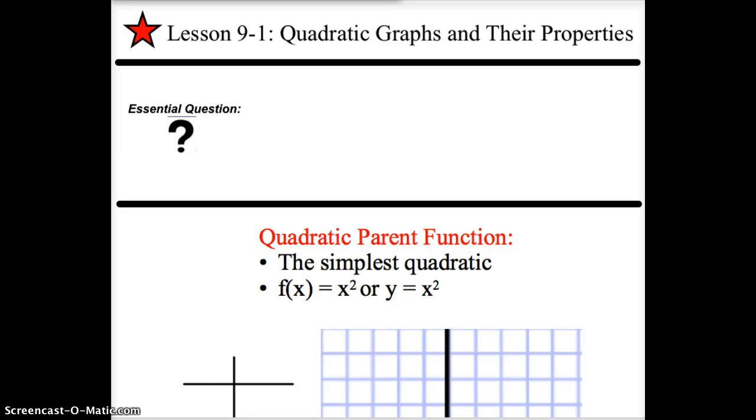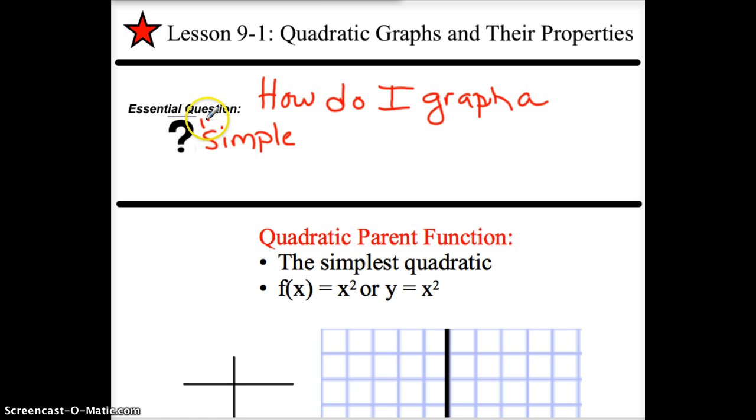Section 9.1 is on quadratic graphs and their properties. So the main question that we're going to be asked today is, how do I graph a, and I'm going to call it a simple quadratic equation.